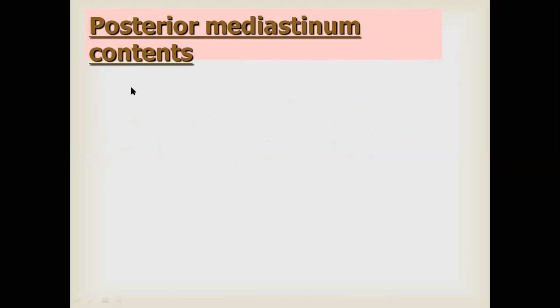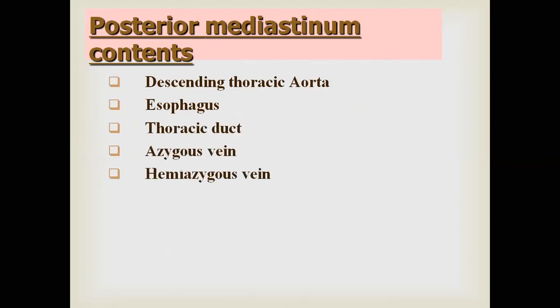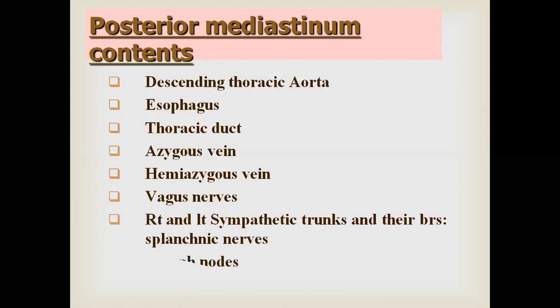This is regarding the content of the posterior mediastinum: descending aorta, esophagus, thoracic duct, and the azygos and hemiazygos. Please don't forget the vagus nerve. The vagus nerve you will see in the posterior and the superior mediastinum. The sympathetic chain you will see also in the superior and the posterior mediastinum. The phrenic nerve in the superior and the middle mediastinum. The esophagus, superior and posterior mediastinum. The trachea, superior and middle mediastinum. Don't be confused.